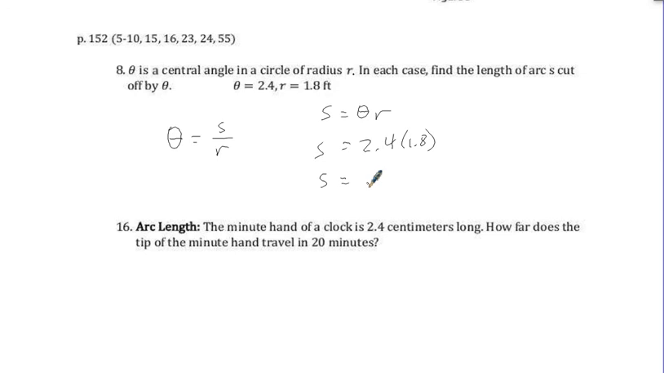And in this case, they did not talk about how to round, so I will just go to 4.32 feet. You could round to the tenth. I wouldn't necessarily round to the nearest whole number unless they say. So tenths or hundredths, that would be fine.